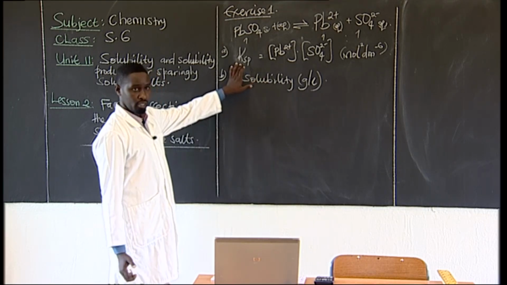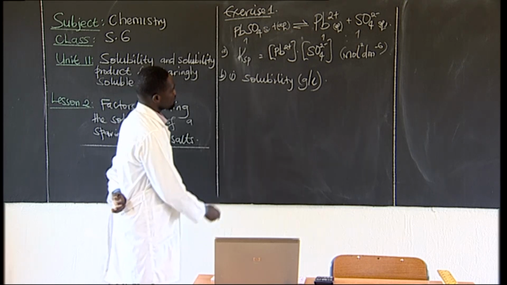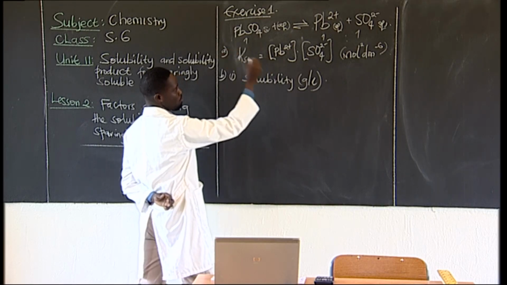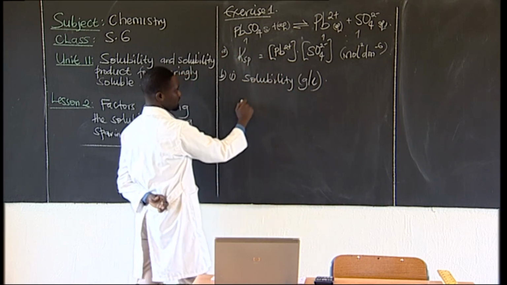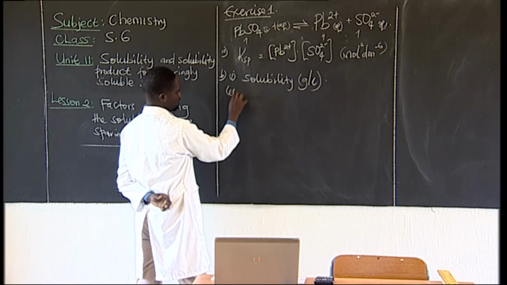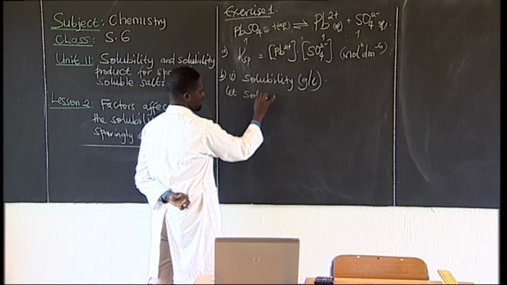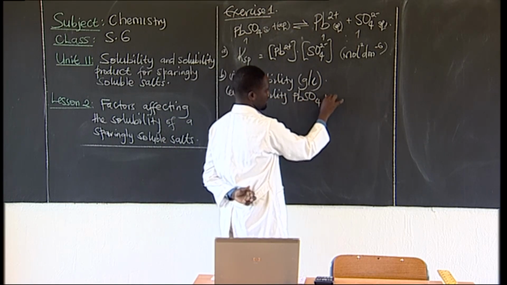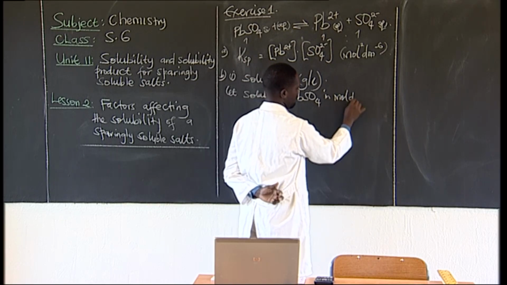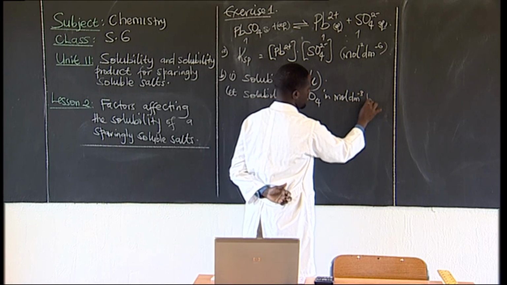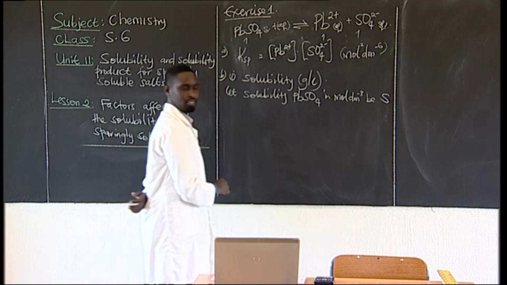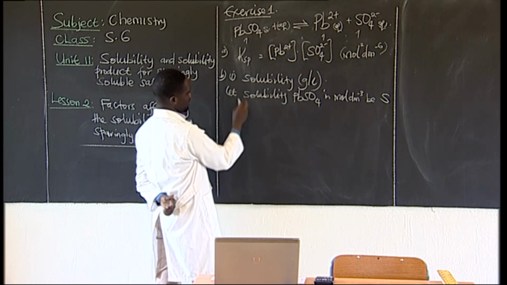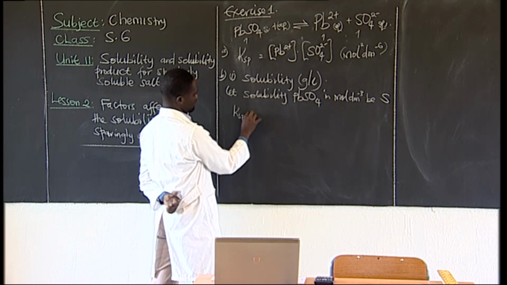We have KSP, and we have the atomic masses. So we are going to first get the solubility in terms of moles per liter, then we convert it. Let's assume the solubility of lead sulfate in moles per liter be, let me call it S. You can use any number you want. So in this case, we shall use our KSP.